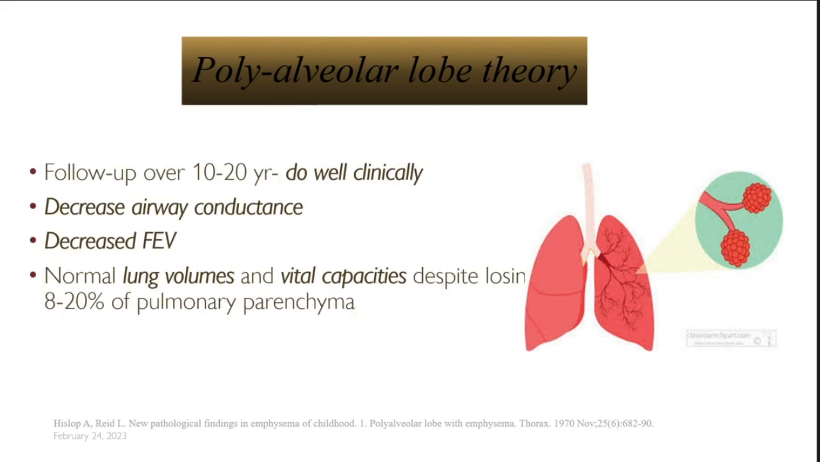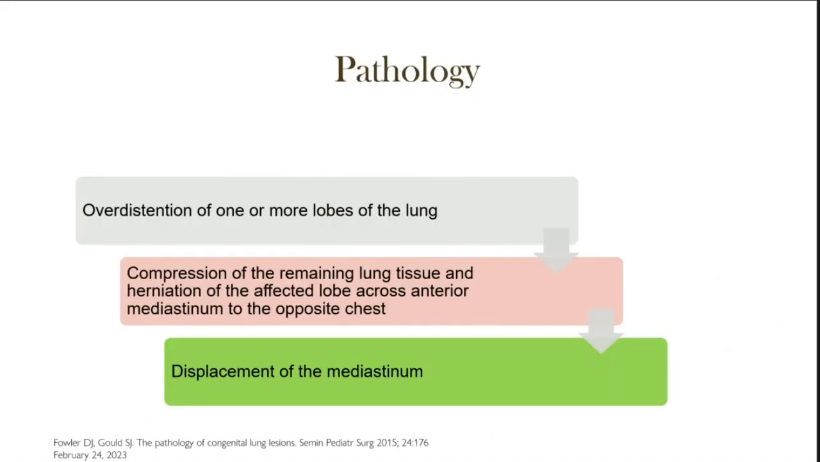Follow-up over 10 to 20 years of patients operated upon for congenital lobar emphysema with polyalveolar lobe etiology shows that these patients do well clinically. All patients have some pulmonary function abnormalities, specifically a decrease in airway conductance and forced expiratory volume. All patients had normal lung volumes and vital capacities despite losing 8 to 20% of their pulmonary parenchyma.